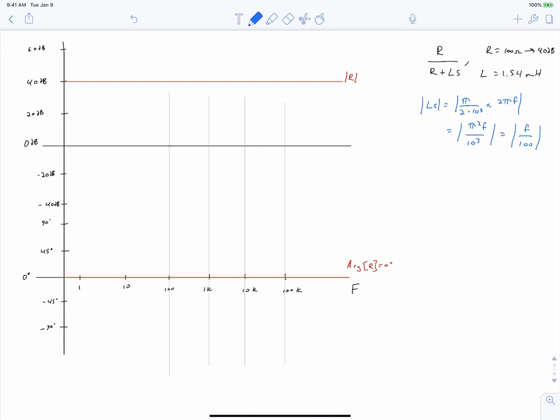So we can plot the gain of that, simple enough. It's going to cross over the 0 dB line at 100 hertz. And a decade later, it's going to have a value of 10, which is 20 decibels. And a decade earlier, it's going to have a value of 0.1, which is negative 20 decibels. And so it's going to be this straight line. And the entire time, it's going to have a phase angle of 90 degrees.